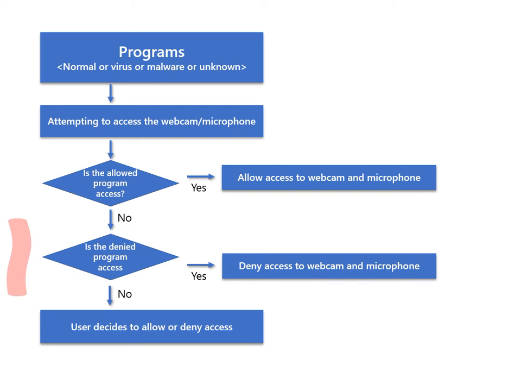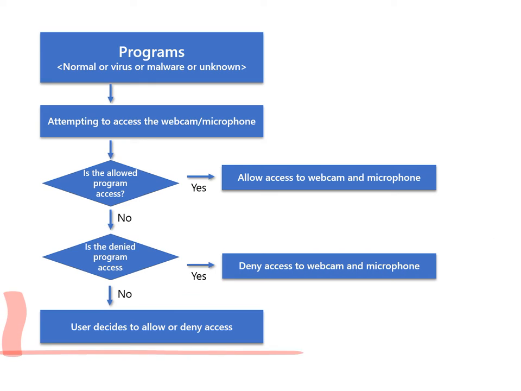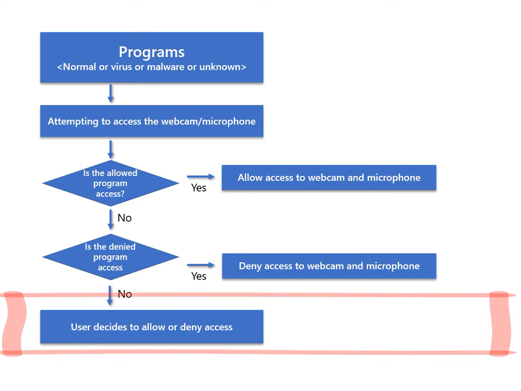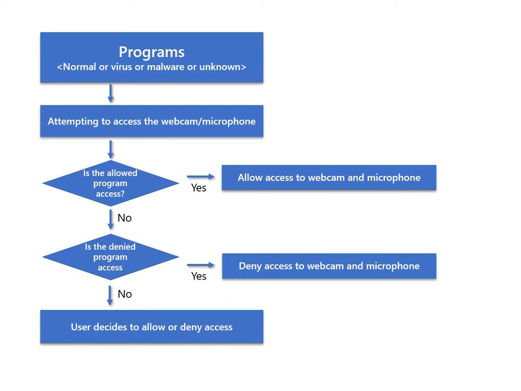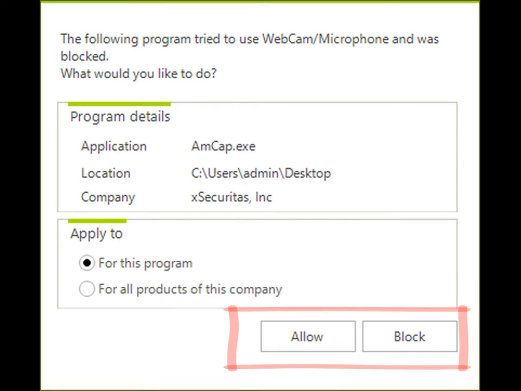If a program set to deny attempts to use a webcam or microphone, the program will automatically shut down and block the webcam. If the program is neither allowed program nor denied program, it will prompt the user to decide whether to allow or deny. When these windows are displayed, the user can choose whether to allow or deny the program.